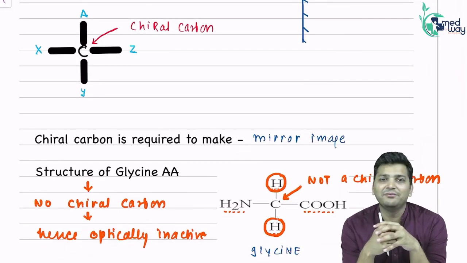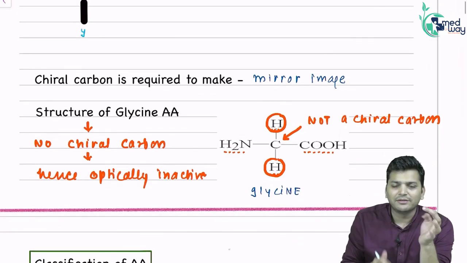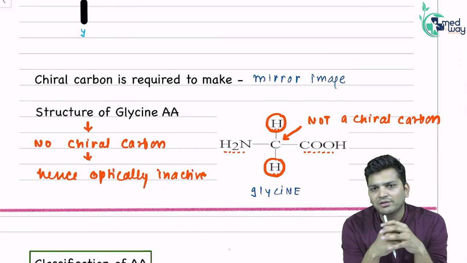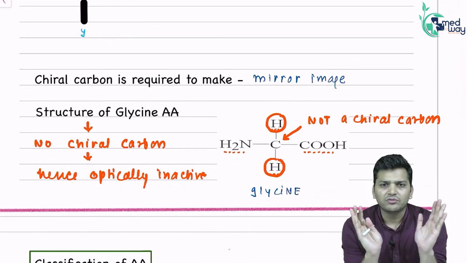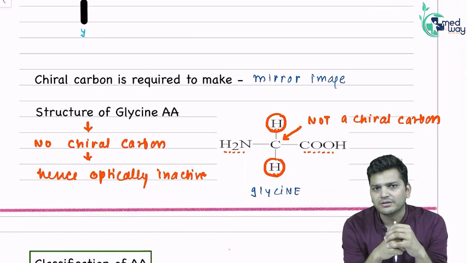Now coming to classification of amino acid. But can you tell me, okay, how many amino acids we have in the humans? We have 22 amino acids. Earlier there were 20 amino acids, now we have 22 amino acids.